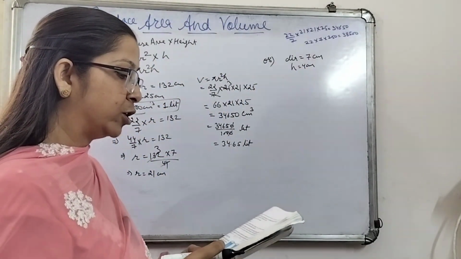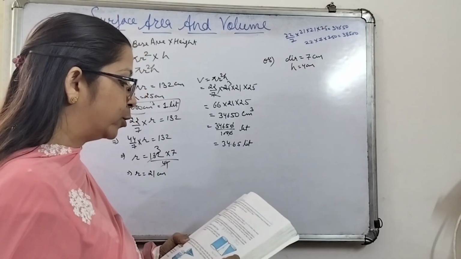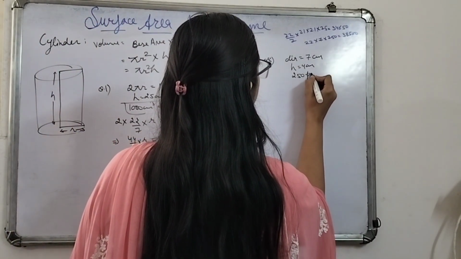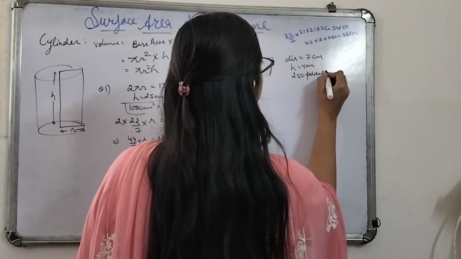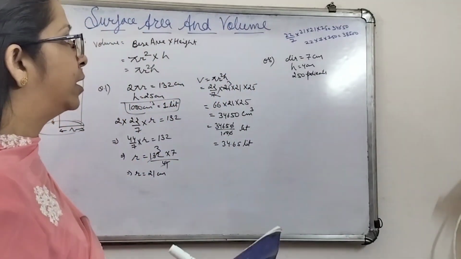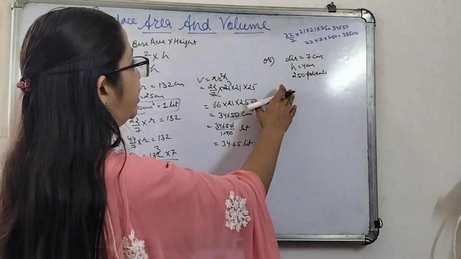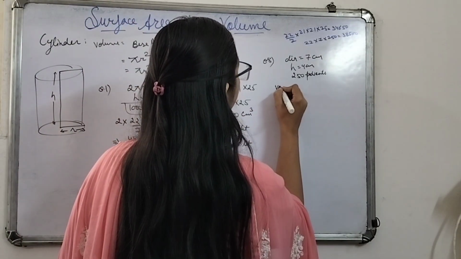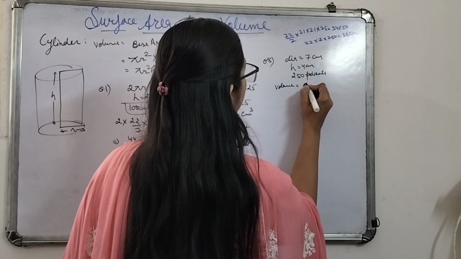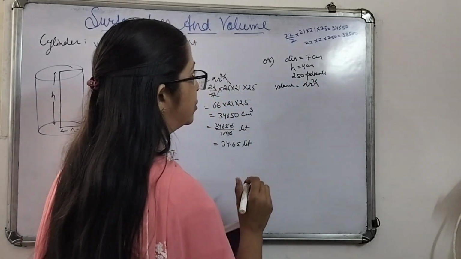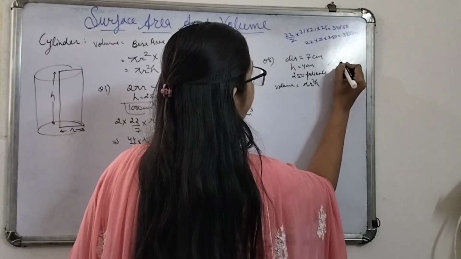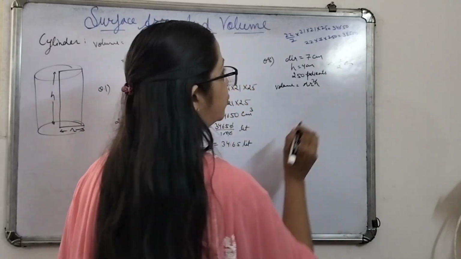How much soup does the hospital have to prepare daily to serve 250 patients? Number of patients is 250. Now for one patient, how much soup is required? It will be equivalent to the volume of the cylindrical bowl. So volume of cylinder is given by pi r square h. The diameter is 7 centimeter, so radius will be half of the diameter, that is 7 by 2 centimeter.